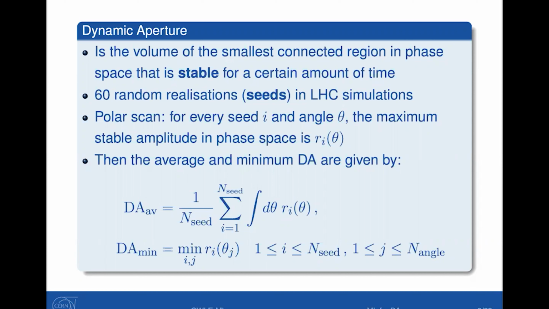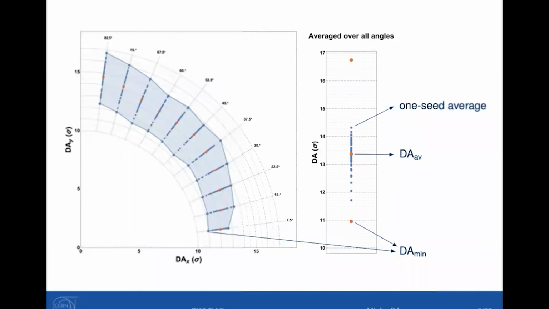That's important to do it this way because we want to cut out possible islands of stability, because we really want the smallest region. Then we have two observables, the average and the minimum. The average is the average over the seeds. We make an integral over the angles to get the surface. In practice, we integrate 6 dimensions, but since our initial conditions are only transversal, we need a single integral, and we make the average over the seeds. The minimum is the absolute minimum: the minimum angle of the minimum seed. This is a worst case scenario. Of course, this is statistically less stable, but it gives you an idea about what is the worst possible.